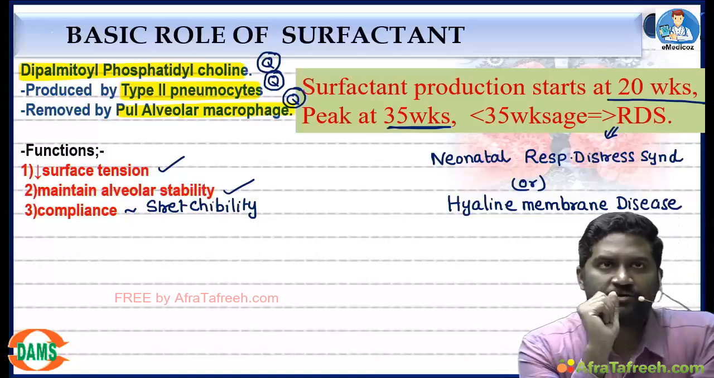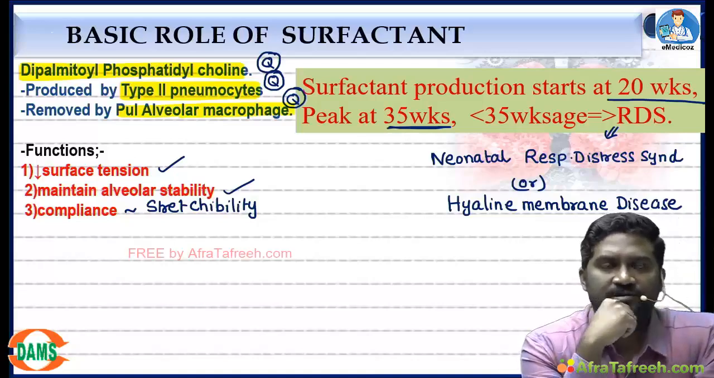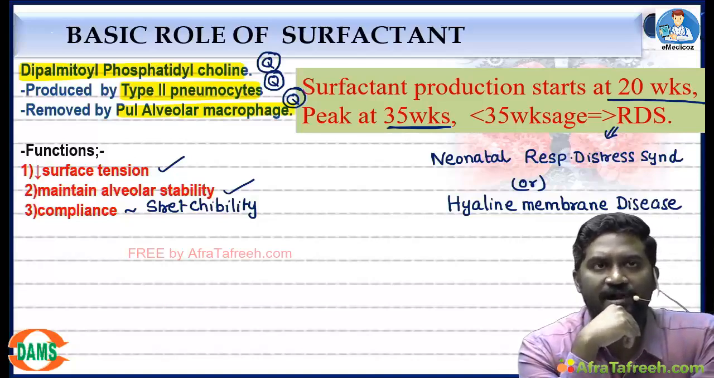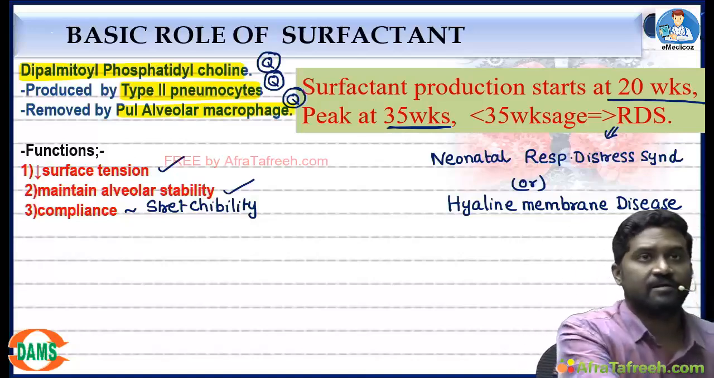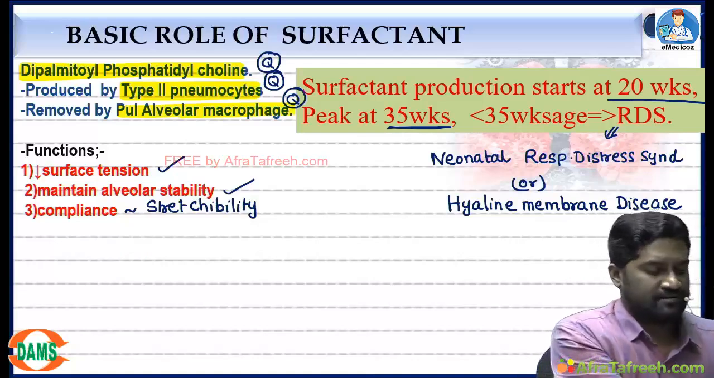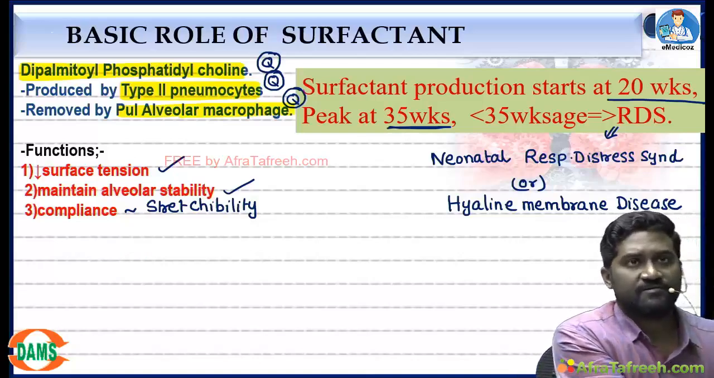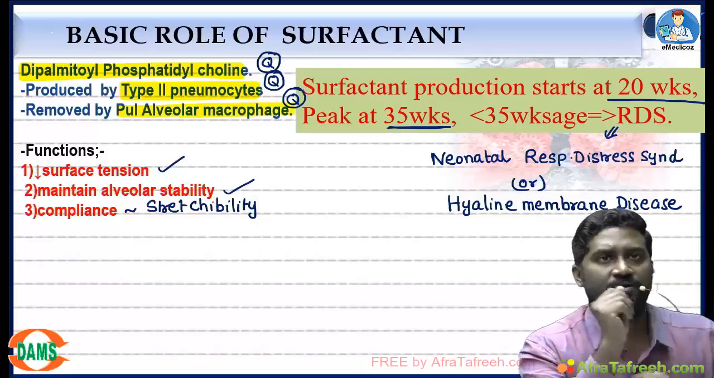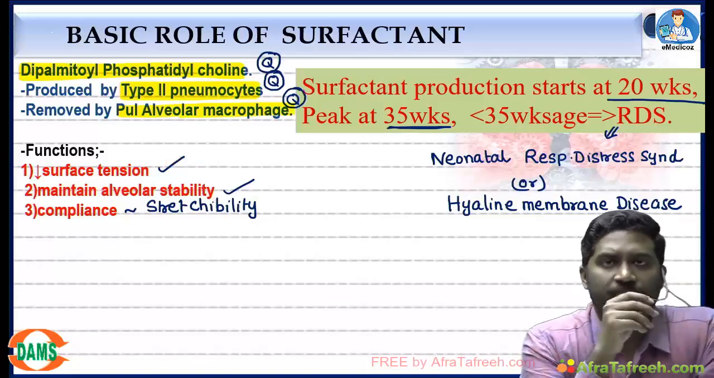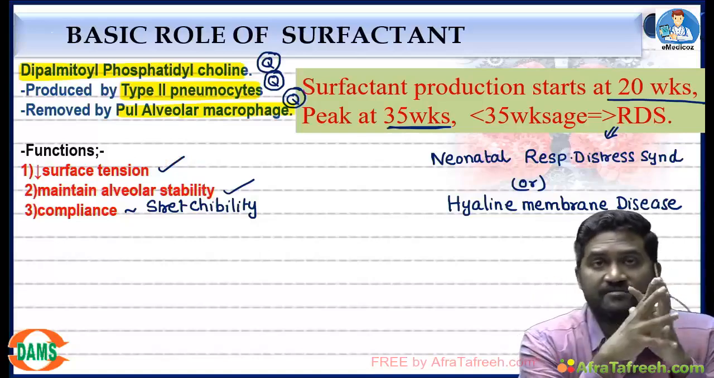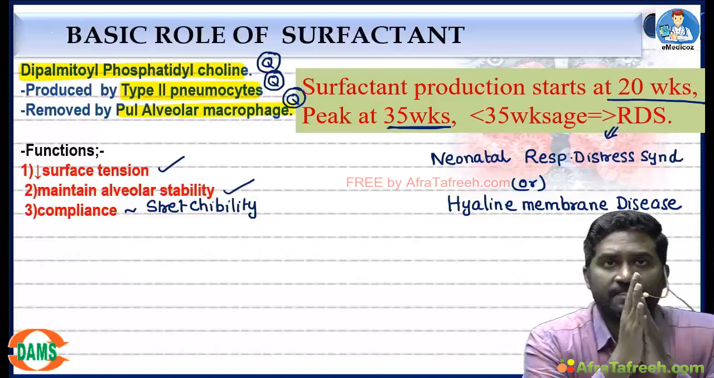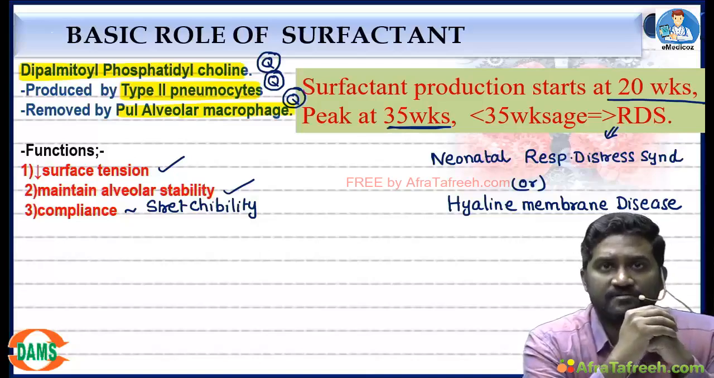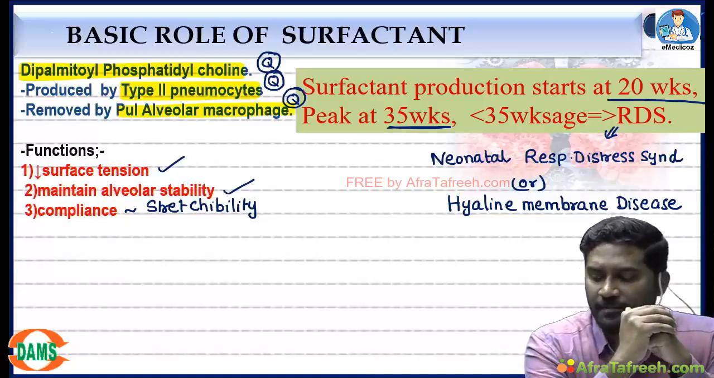So a few basic concepts here. What is surfactant? It is produced by type 2 pneumocytes. It is removed by pulmonary alveolar macrophages. It maintains surface tension, a property of alveoli called alveolar stability, and compliance. Compliance is nothing but stretchability. So when surfactant is not formed properly, there will be neonatal respiratory distress syndrome, also called hyaline membrane disease.